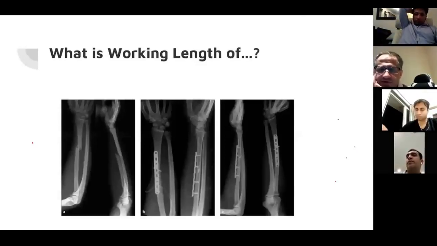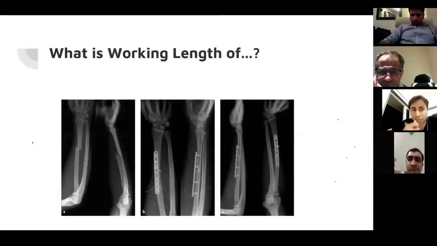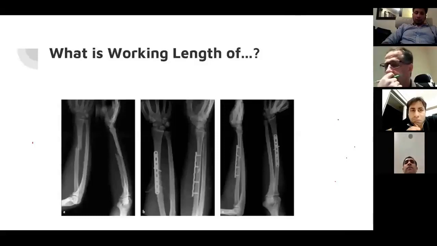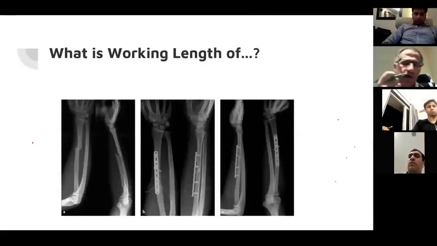So in the second X-ray, I could see there is a lag screw placed across the fracture with a neutralization plate with two screws on either side of the fracture. What is the working length here? This is a 0 working length because the fracture is anatomically reduced and there is a lag screw causing compression. So that will be 0.